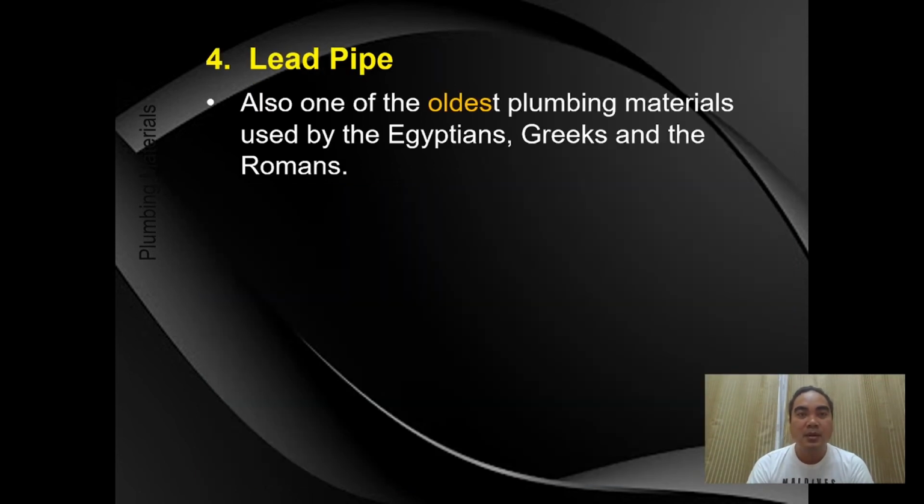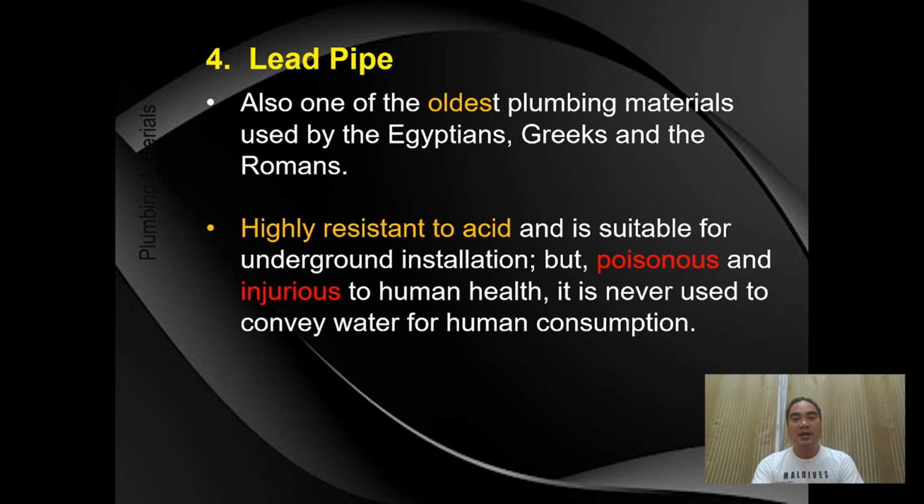Lead pipe. Also one of the oldest plumbing materials used by the Egyptians, Greeks, and the Romans. Highly resistant to acid and is suitable for underground installation but poisonous and injurious to human health. It is never used to convey water for human consumption.